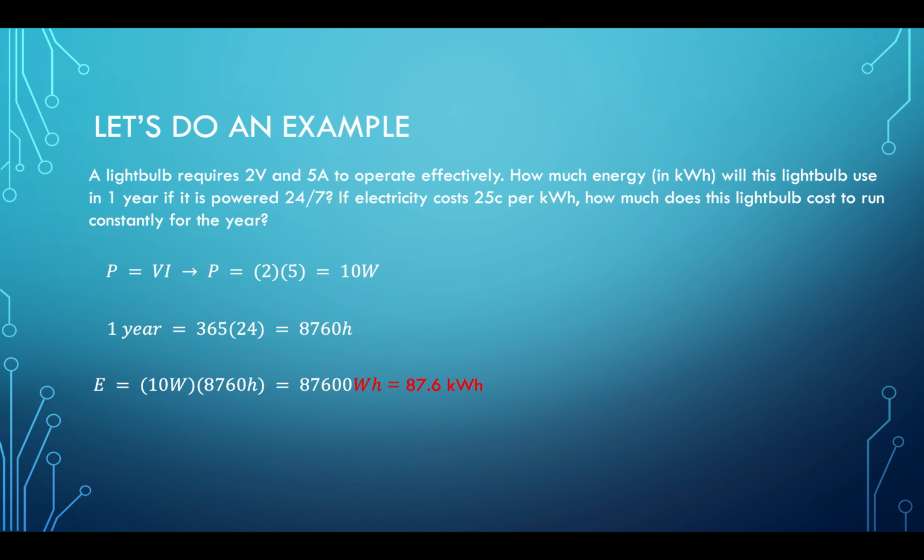And as 1 kilowatt hour is 1,000 watt hours, this means that the light bulb used 87.6 kilowatt hours of energy in the year that it was on. So as the cost is 25 cents or $0.25 per kilowatt hour, we have $0.25 times 87.6 kilowatt hours, which gives us $21.90. So this means that the light bulb costs $21.90 to run for the whole year.